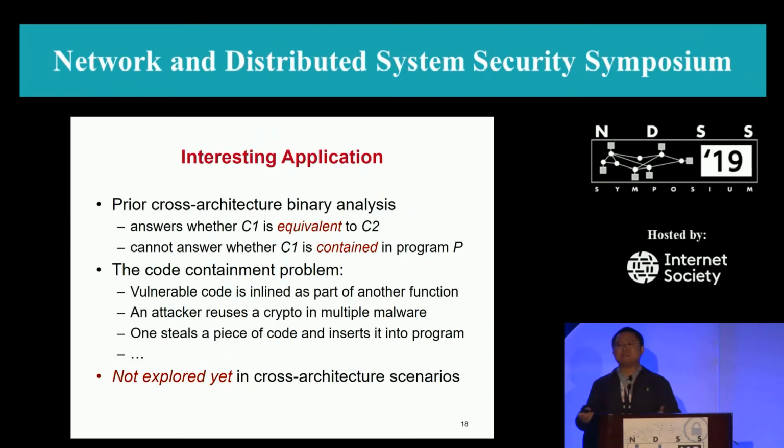So we propose an interesting application. We noticed that prior cross-architecture binary analysis answers whether a piece of code is equivalent to another, but does not answer whether a piece of code is contained in another program. Actually, the code containment problem is very important. For example, a piece of vulnerable code could be inlined into a function, and a malware author could reuse some loop across their malware family.